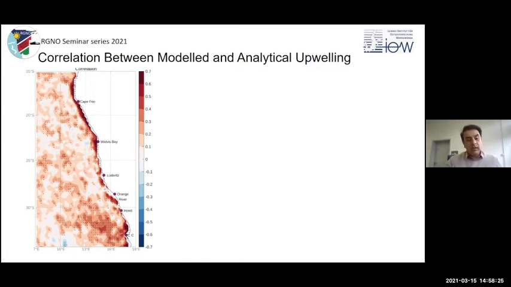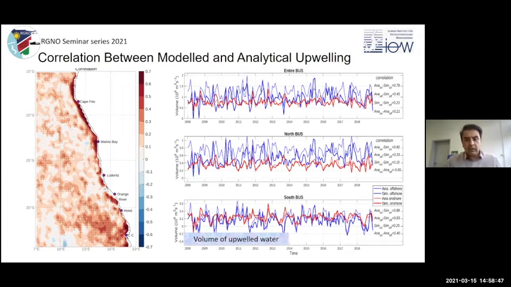A good example is that of Lüderitz and Walvis Bay, where we see large variability. Here we see the correlation is very small. It indicates that mesoscale and sub-mesoscale dynamics play a major role offshore over this system.